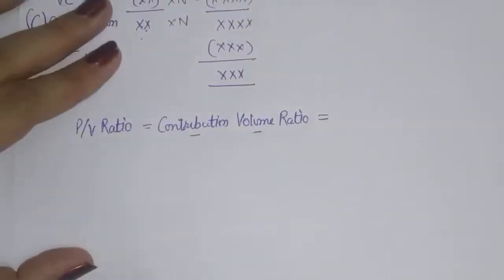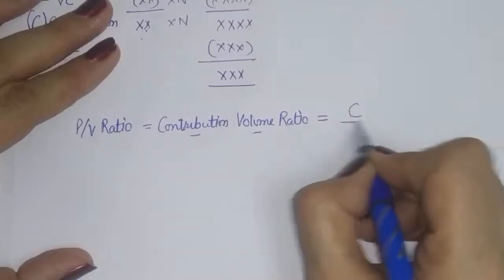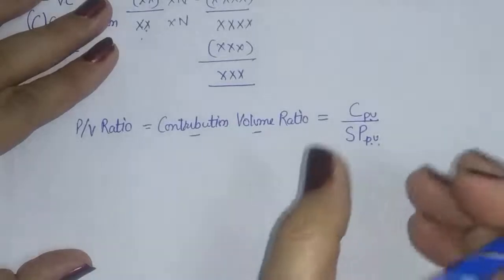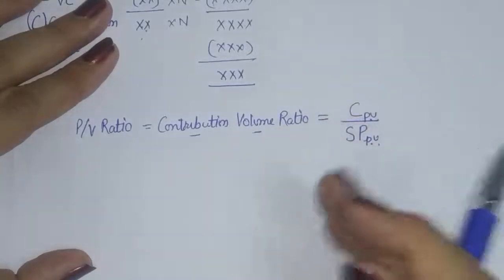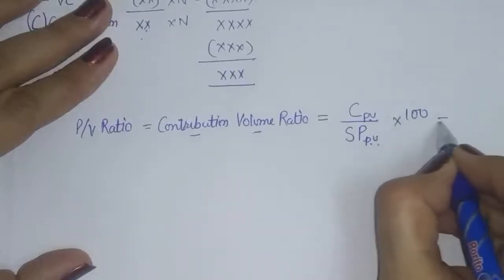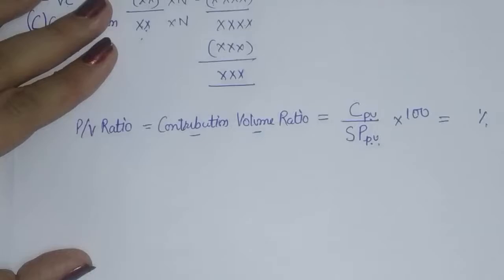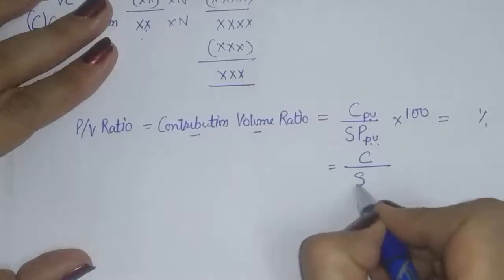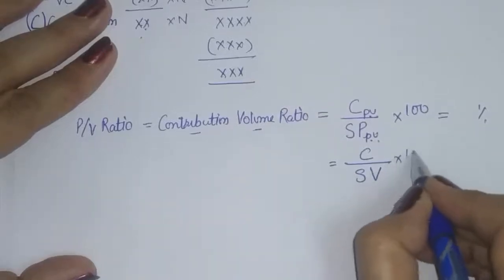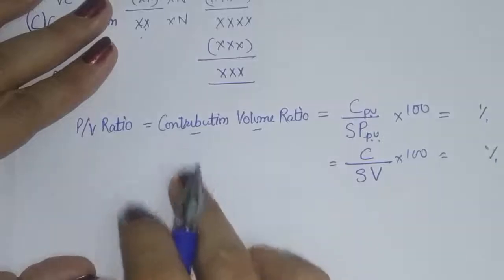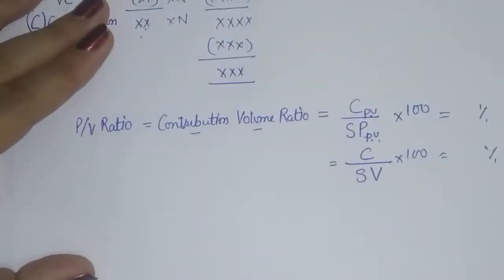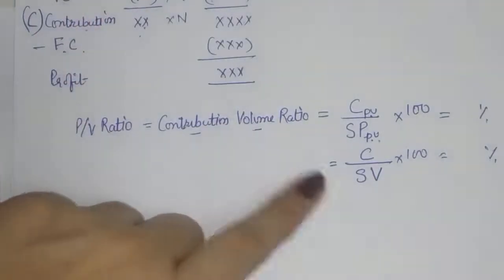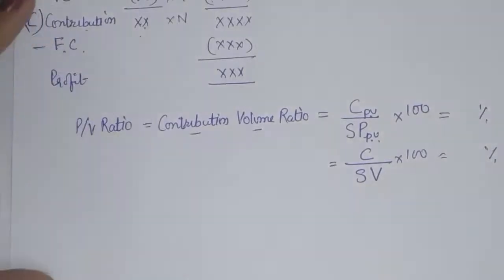Now this can be taken as per unit. So you can say contribution per unit upon selling price, of course, per unit. Now in order to take this ratio in percentage form, we multiply this with 100. So this will give us so and so percentage of PV ratio. Now you can take this in total also. That means total contribution upon sales value, into 100. So PV ratio can be determined in any of the 2 ways according to the information given. If per unit information is given, we can make use of that. If total information is given, then we will make use of the total information.